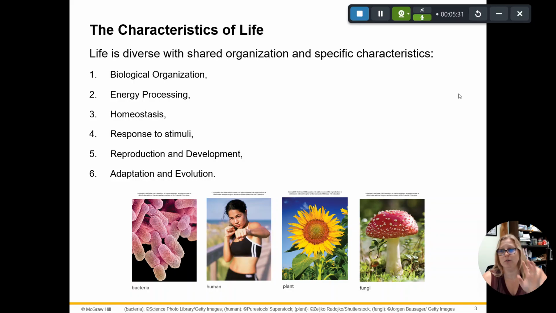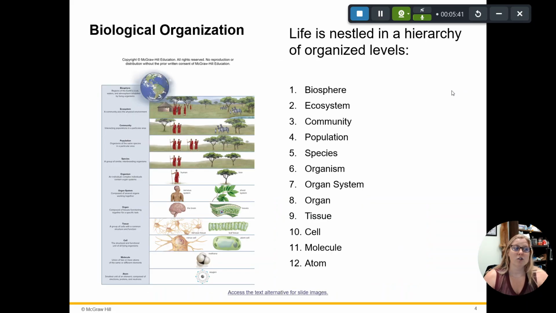So let's go through each of these a little bit more with some specifics to why they are used to define living organisms rather than the non-living or abiotic organisms. So biological organization is basically this idea that atoms build molecules, build cells, and then that kind of goes up through the entire ecosystem with tissues, organs, organ systems, etc.